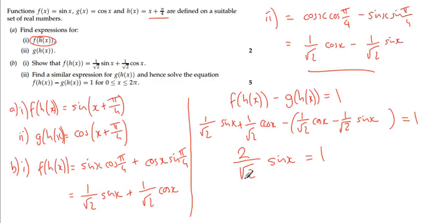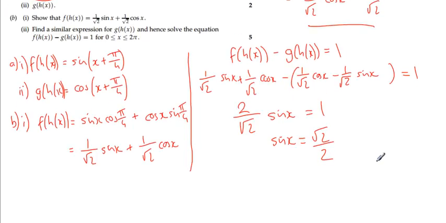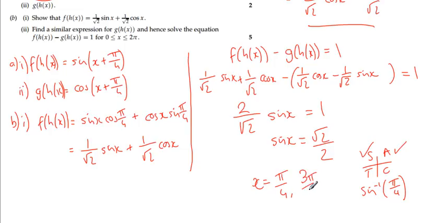Okay, now when you times by root 2 on both sides and divide by 2, sine x is going to be root 2 over 2, which is just a rationalised 1 over root 2. When you do inverse sine, in those quadrants 1 and 2, inverse sine is 45 or pi over 4. So my solutions are x in quadrant 1 is pi over 4, and in quadrant 2 is 3 pi over 4.